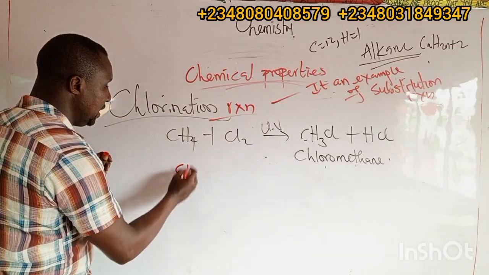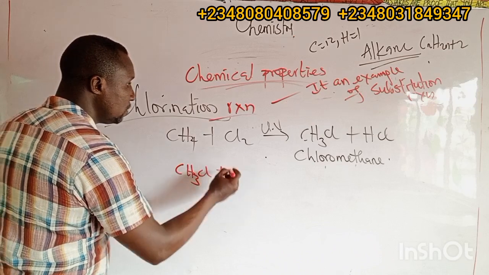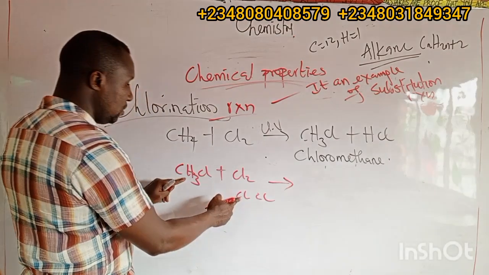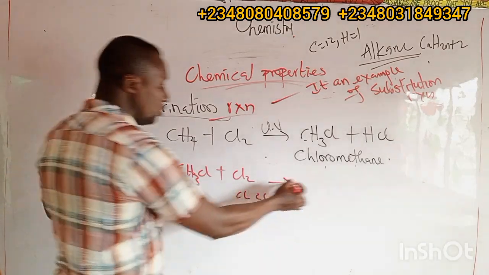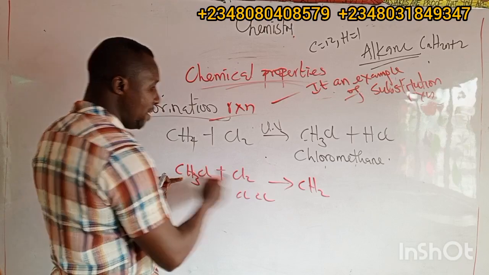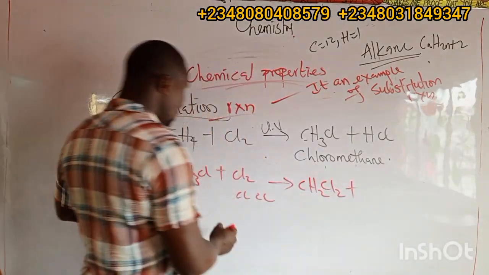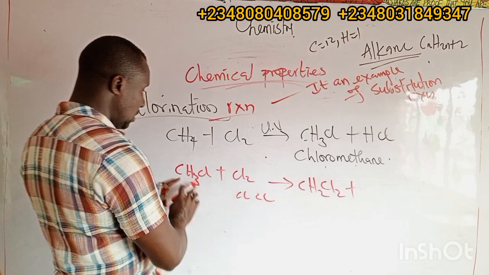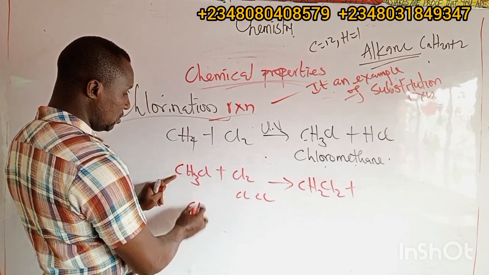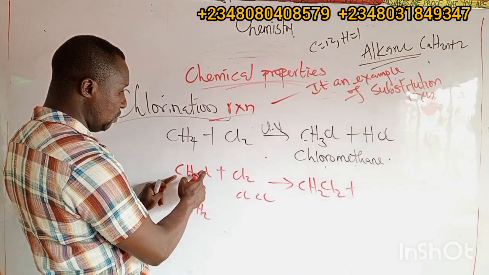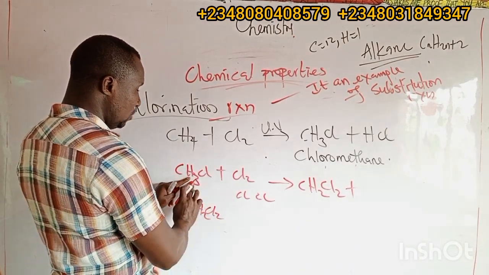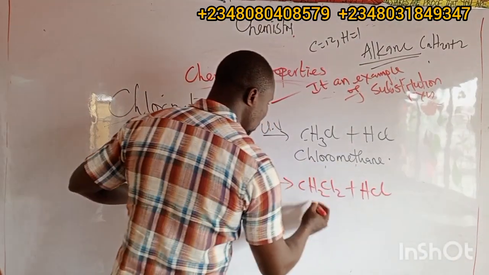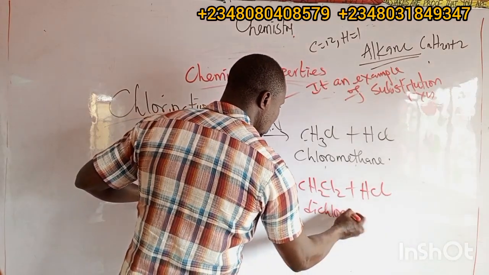Take this one in the presence of UV. That means we have CH3Cl plus Cl2. The same process. This one loses one atom of hydrogen. How many hydrogens will be left? 2. Then this one combines with Cl, and the one hydrogen lost combines with the other chlorine to form HCl. This one is dichloromethane.